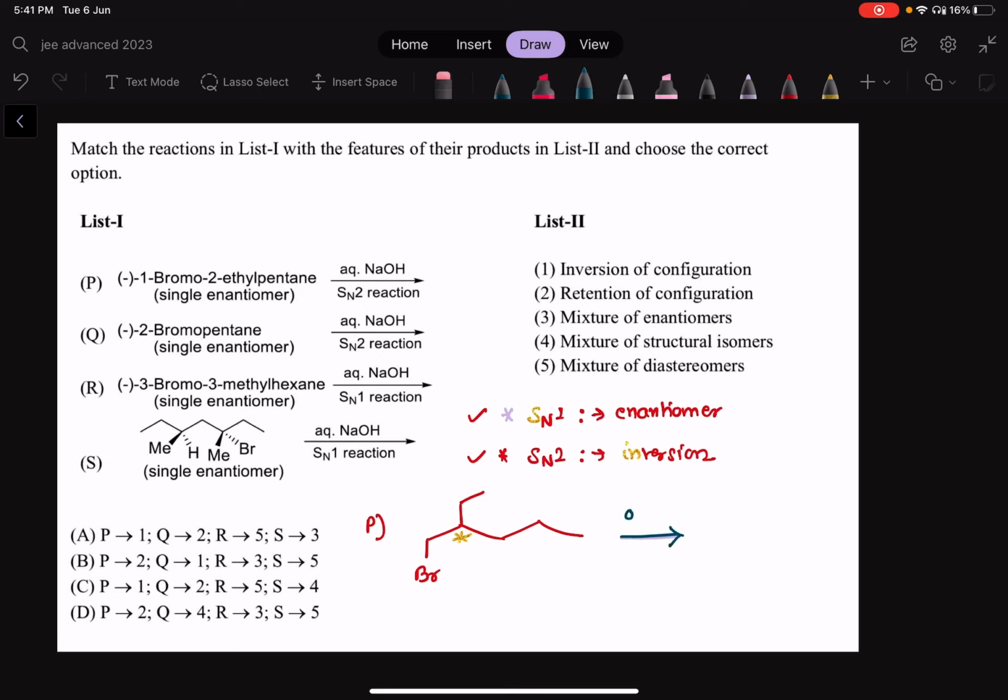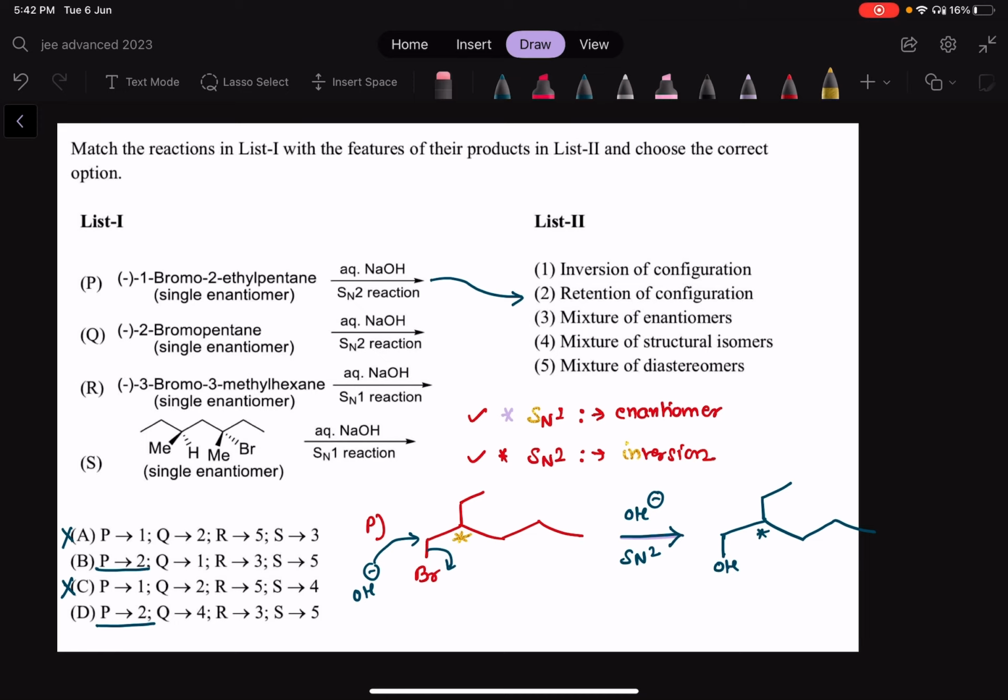And now this is reacting with the OH minus ion in an SN2 mode, and we know that this OH minus ion will attack on this carbon atom, which is not a chiral center here. So the chiral center is not being attacked by the reagent itself, so the chiral center's configuration will be retained. So P will be matched with 2, so options B and D remain, that means A and C are incorrect.